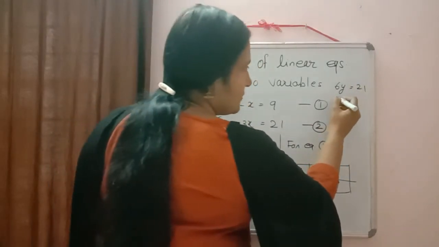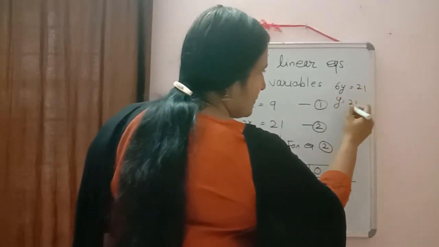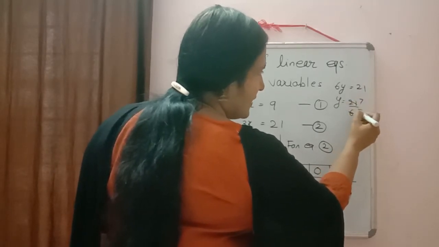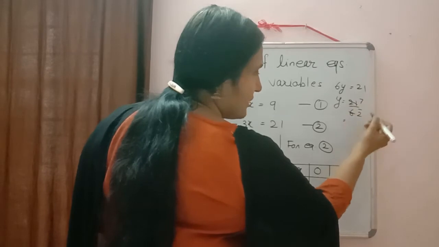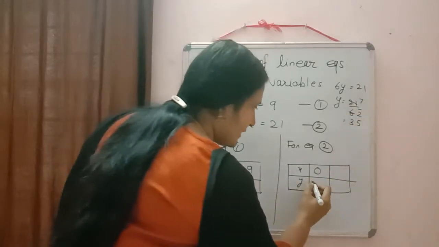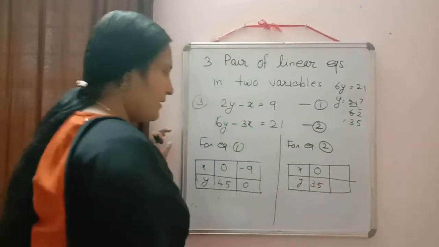6y is equal to 21. Then y will come 21 by 6. We can cancel it. 3 7s are 21, 3 2s are 6. So 7 by 2. Convert in decimal. Yes, 3.5. So we are getting y is equal to 3.5.